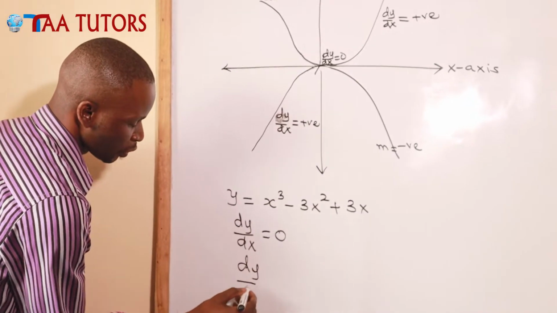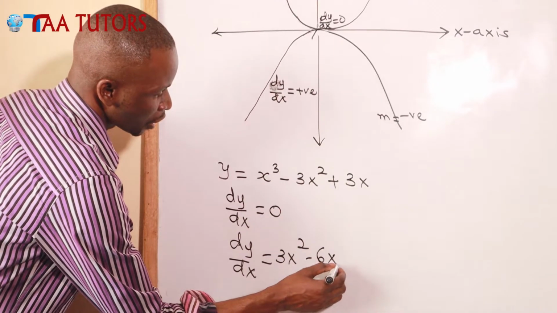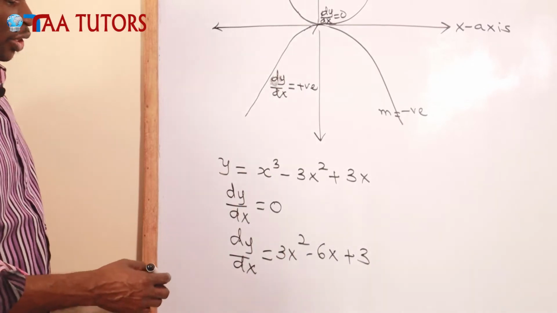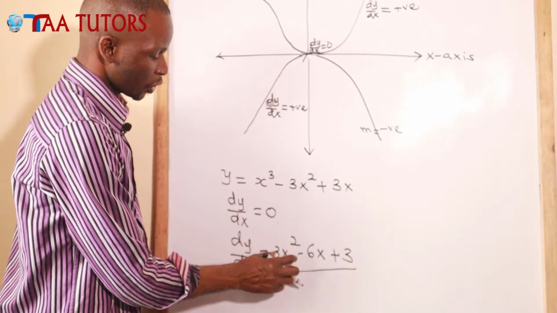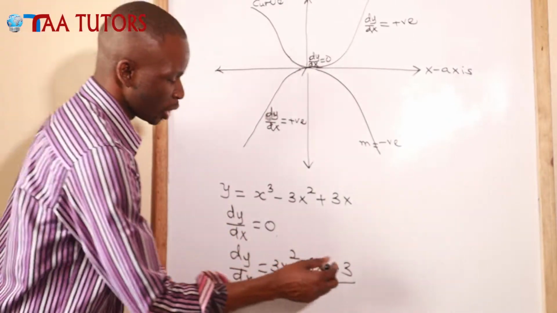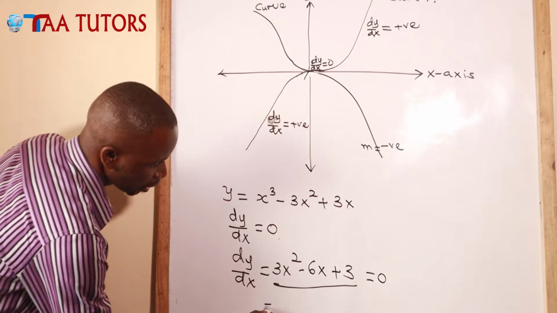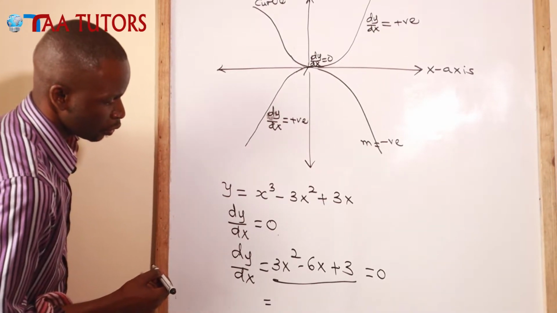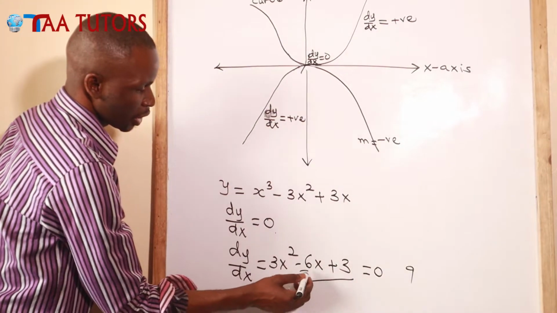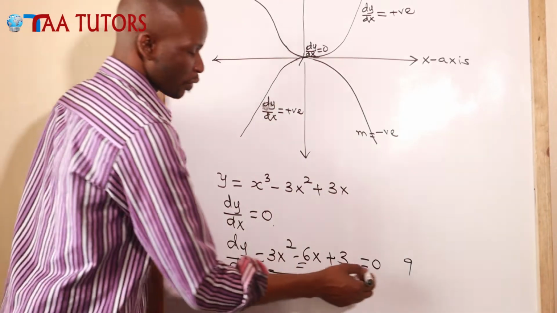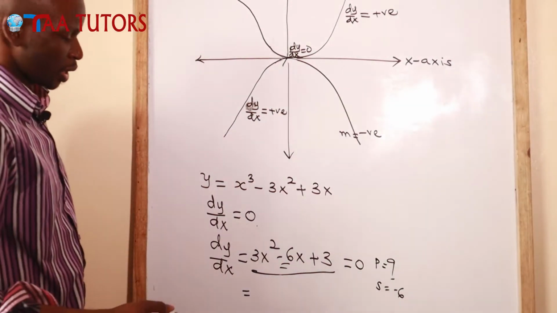So what is dy/dx of this function? dy/dx of this function will be 3x squared minus 6x plus 3. If dy/dx is equal to 0 at a stationary point, then it means this expression 3x squared minus 6x plus 3 should be 0. If we try to solve this equation, the product here is 9 and the sum is negative 6. So the numbers that give a product of 9 and a sum of minus 6 are negative 3 and negative 3.